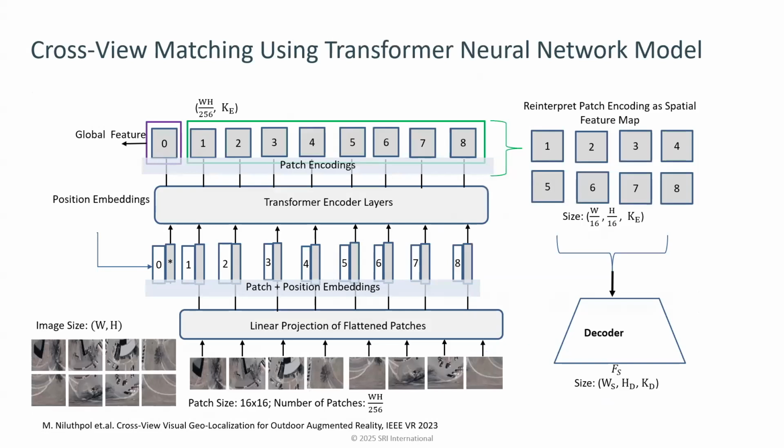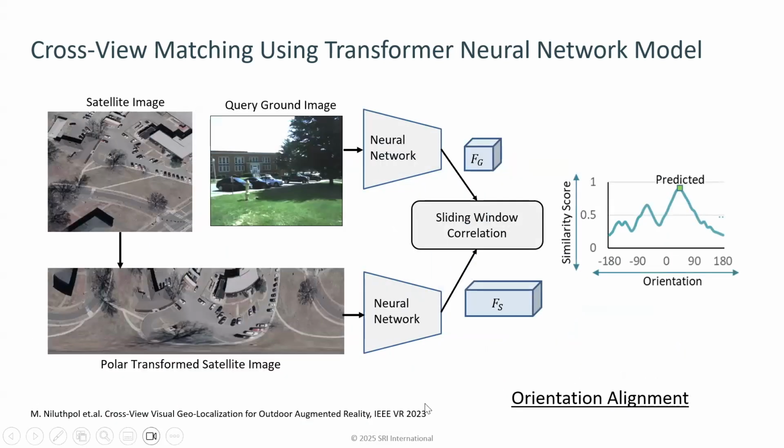So in our group, we also worked on this using transformers. And what we did was we took the patch sizes, and then instead of using the class token, we took the last layer of tokens, and we reinterpreted them as a feature map. And then we would run a decoder to come up with an embedding for this image to match to it. And then not only did we do that, but we also borrowed the idea from the SAFA guys with the dynamic matching to have the sliding window correlation to match for orientation.